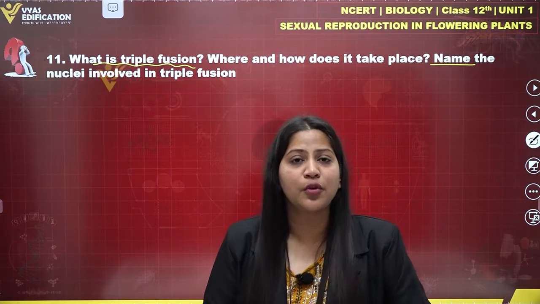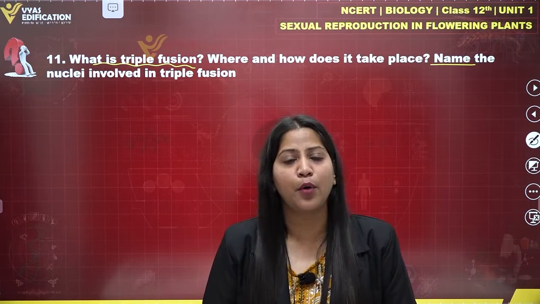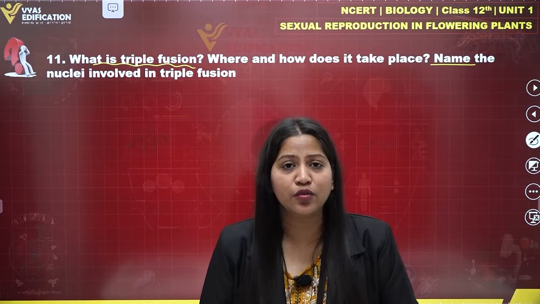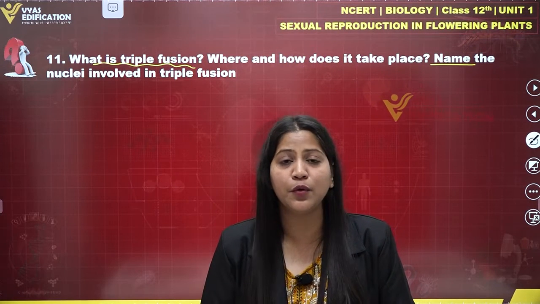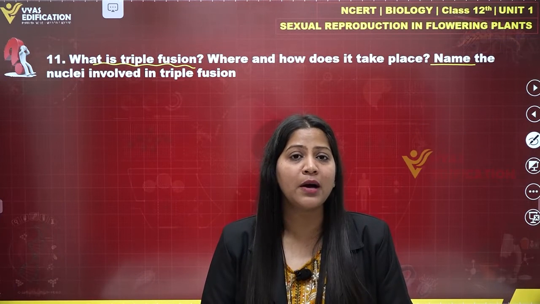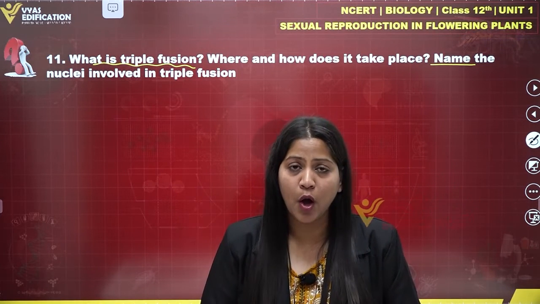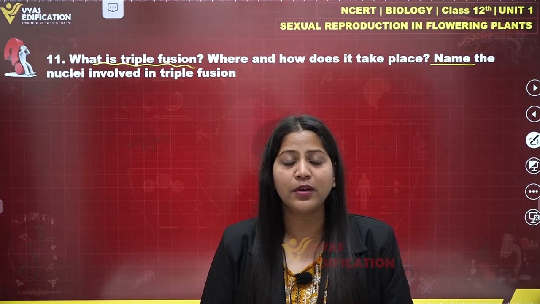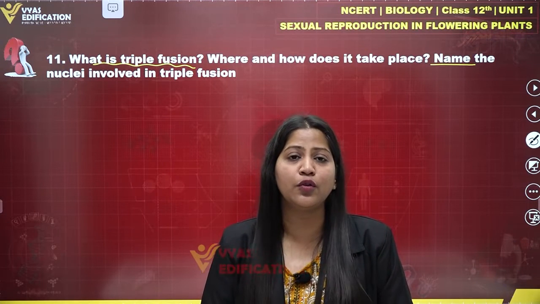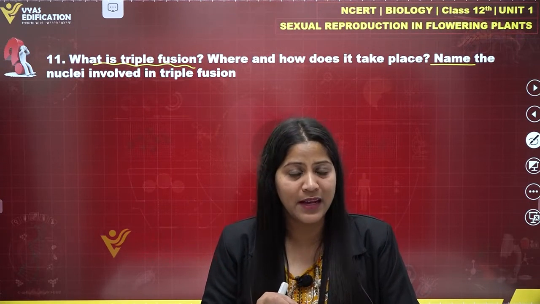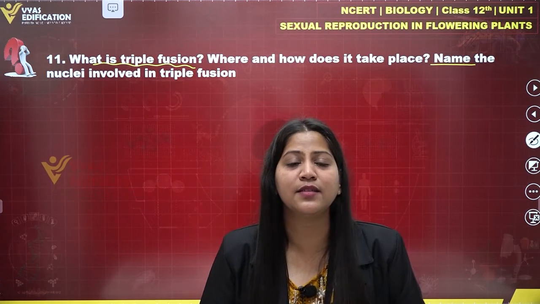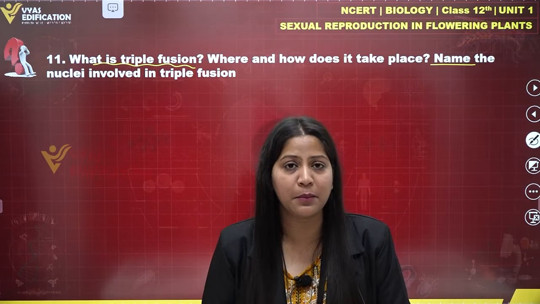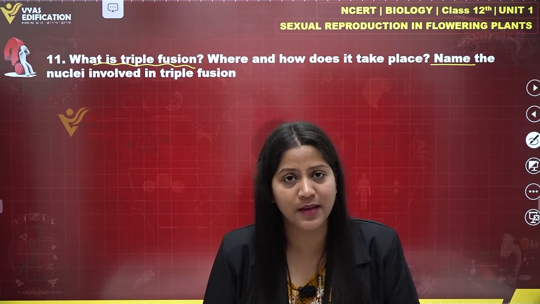Triple fusion is a process of fusion of 3 haploid nuclei. These 3 haploid nuclei fuse with each other to form a triploid structure. This occurs with the fusion of the nucleus from a male gamete and 2 polar nuclei present in the central cell of a female gametophyte, such as the embryo sac.